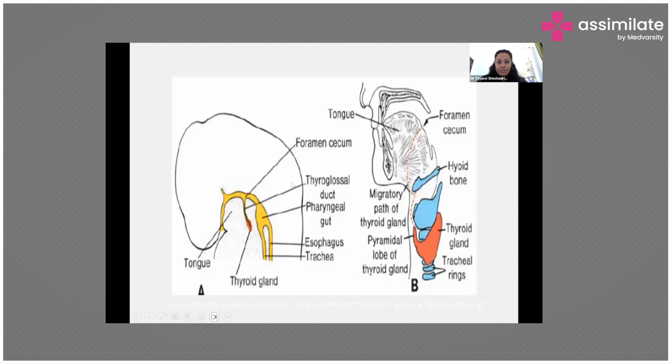So this is what I mentioned. We have the foramen cecum here at the back of the tongue, and during embryogenesis, the entire thyroid gland migrates. This is the migratory path. It migrates to go completely down and become the thyroid lobe. The thyroid consists of two lobes, the left lobe and the right lobe, and the isthmus. It comes and lies underneath the cartilage.